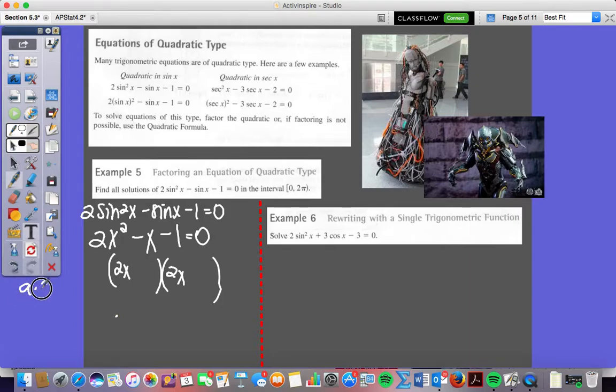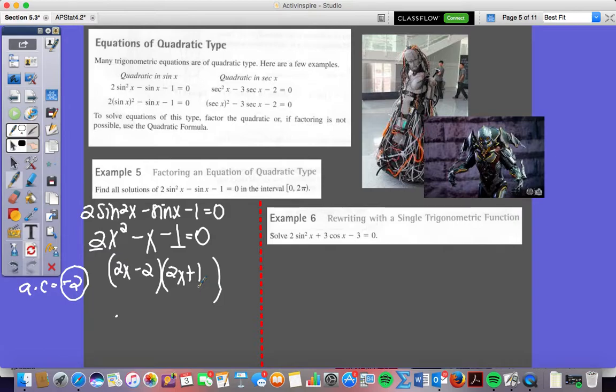I'll put it right here. A times C is? 2 times negative 1 is? Negative 2. Good. So what 2 numbers multiply to give me negative 2, but when added equal negative 1? Negative 2 and plus 1. Good. Is there anything I could take out that's in common with one of these factors?